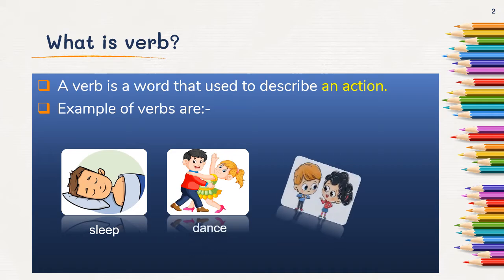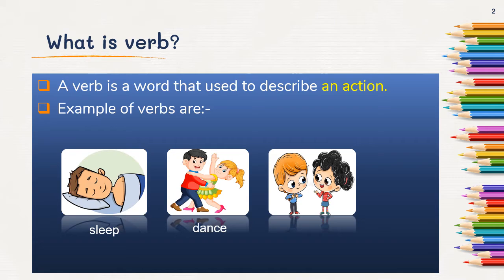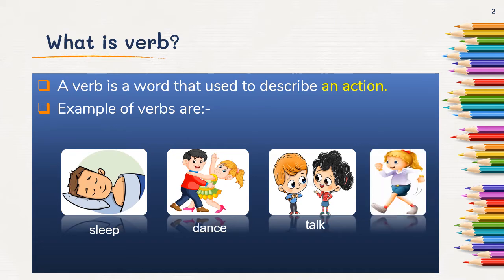Now let's look at the third picture. Can you tell me what this boy and this girl are doing? Yes, you are right. They are talking. So the verb here is talk. Now let's look at the last picture. Can you tell me what this girl is doing? She is walking. Well done. So the verb here is walk.